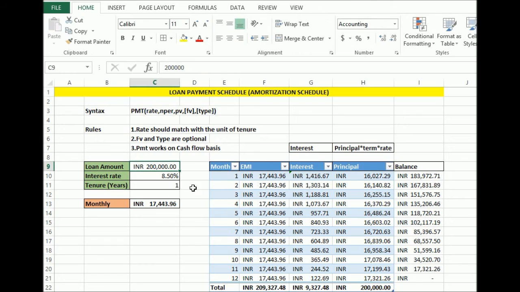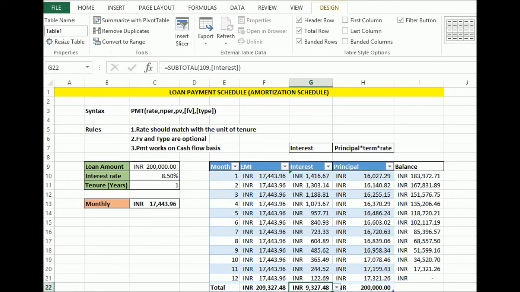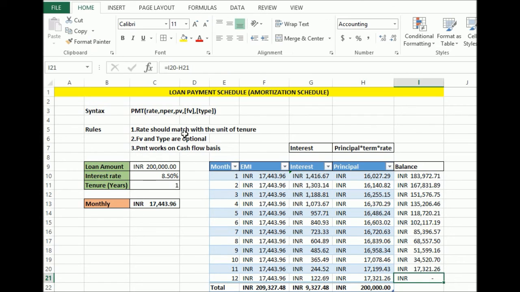For a 2 lakh loan, I am paying this much interest. So the total repayment is this much. Now let's check what if I put some value in future value.